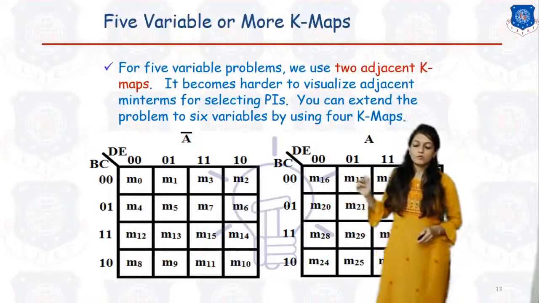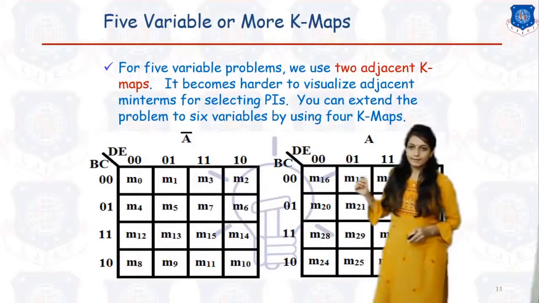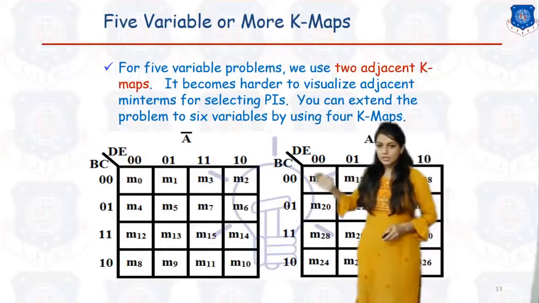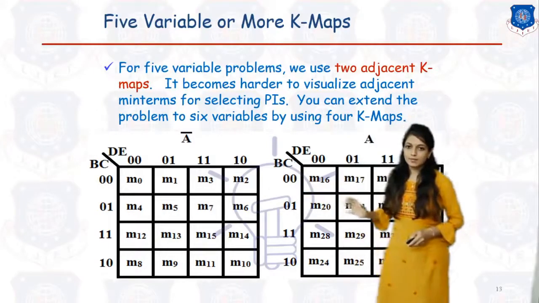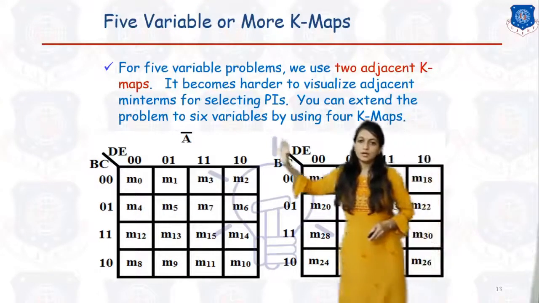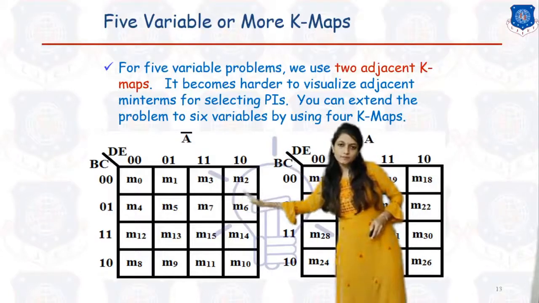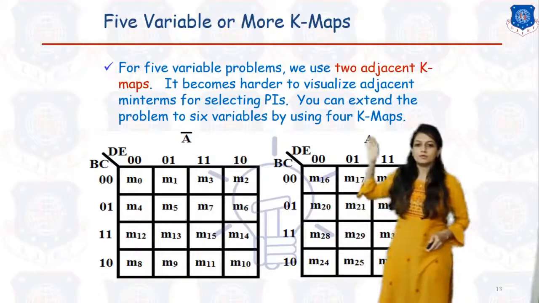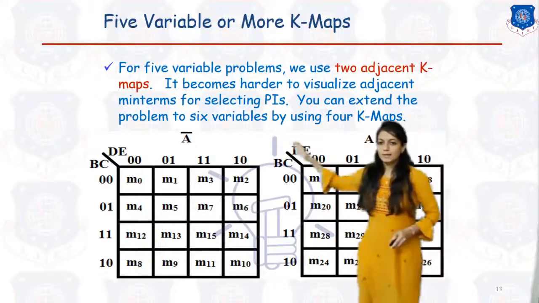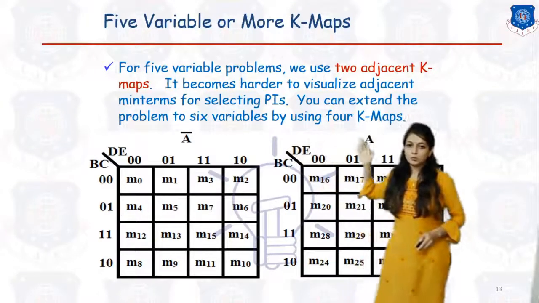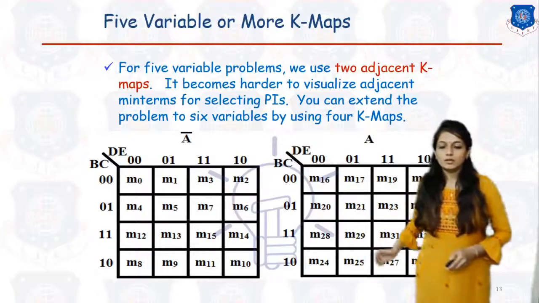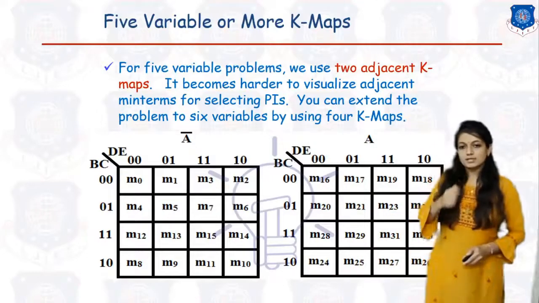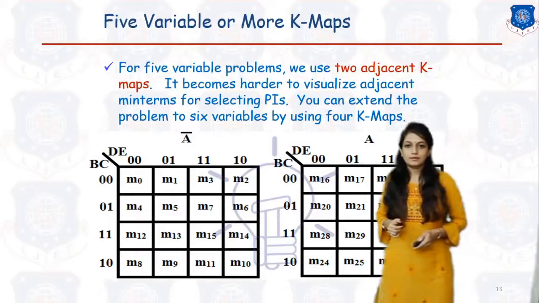Now, what about the 5 variable K-map? It is a combination of two 4 variable K-maps: one 4 variable K-map for A bar, another 4 variable K-map for A. So, total M0, M1, M2, M3 up to M31. Total 32 boxes are there.